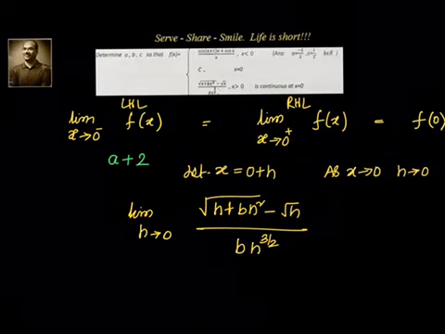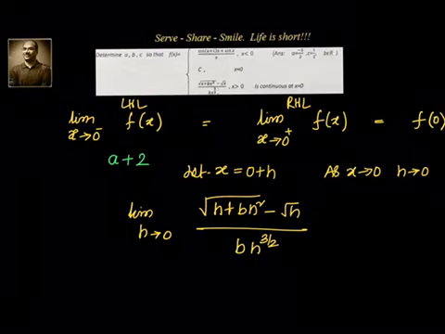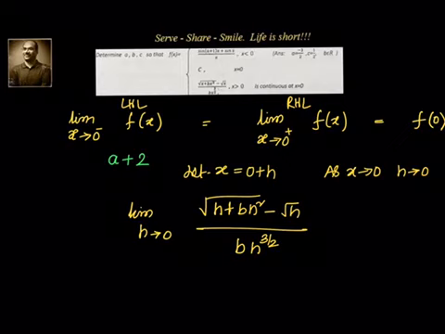So as h tends to 0, root of h plus bh square minus root h by b into h power 3 by 2, because x is 0 plus, so we have taken 0 plus h in such a way that if x tends to 0, then h will tend to 0. Now let's substitute here h equal to 0. We are getting 0 by 0 form.